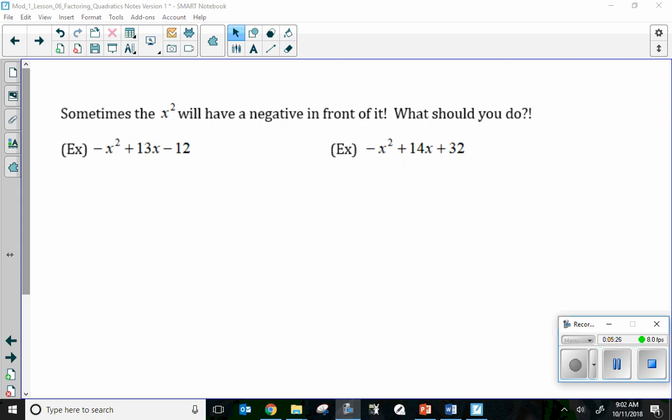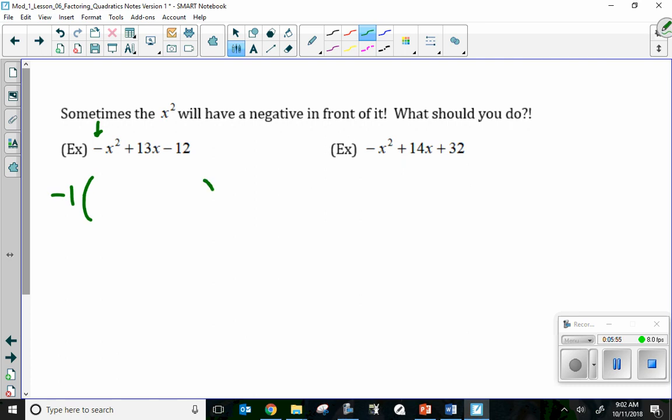So what's different between these examples and the ones we just did? My a term is negative. I always want it to be positive because it's always easier to factor. So what do we do when we want to split the signs of something? Like, I want my lead term to be positive x squared, not negative. We'll either divide or multiply by negative 1. In this case, I'm going to factor out a negative 1. What that's going to do is that's going to flip all these signs. This will turn positive x squared. That will become negative 13x. That will become positive 12. I literally flipped all my signs by taking out the negative 1.